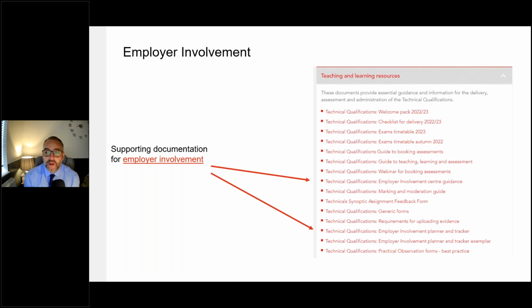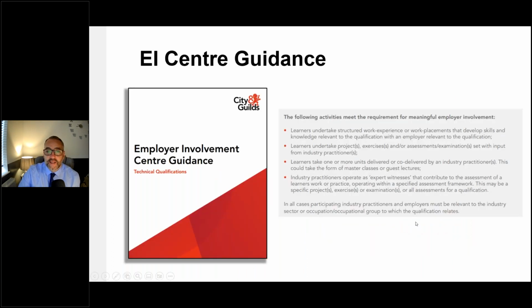So we've pointed out there's a guide, and that guide will tell you what is and what isn't employer involvement, or what is classed. It will show you a planner and a tracker, which you can use to document your employer involvement. And there's also an exemplar of that tracker, so you can see how it's filled in. That's a snip of the guide, and there's a key point there: the following activities meet the requirements for meaningful employer involvement.